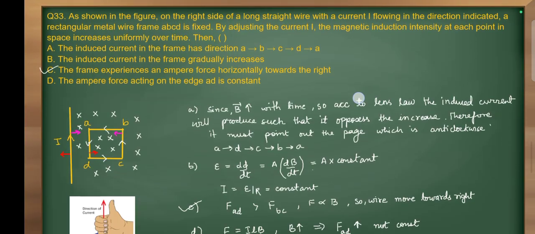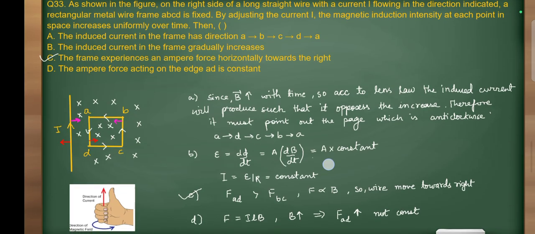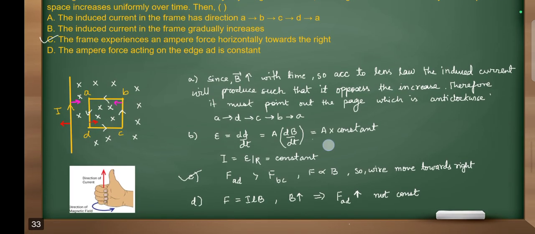Question number 32. As shown in figure, on the right side of a long straight wire with the current I flowing in the direction indicated, a rectangular metal wire frame ABCD is fixed. By adjusting the current I, the magnetic induction at each point in space increases uniformly over the time. Here the current I is flowing through the conductor and the magnetic field produced by this conductor is increasing. So we will use right hand thumb rule to find the direction of magnetic field, which is pointing towards the paper, which is shown with the cross sign.